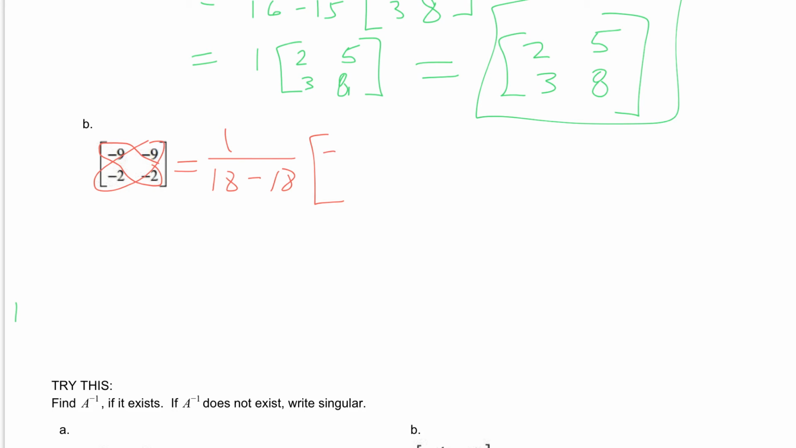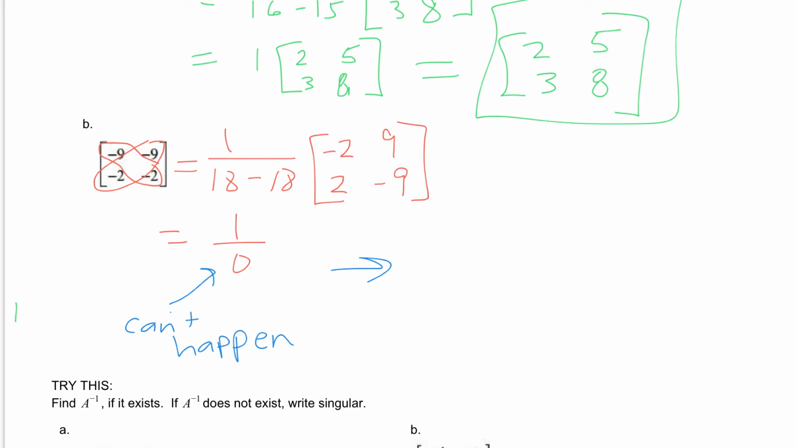We're going to switch the -2 and the -9 on this diagonal. And the -9 here just changes sign to a +9, and the 2 here changes to a positive as well. Well, what happens is we get 1 over 0, which can never happen. We can't divide by 0. So we can say that this one does not have an inverse, or it's singular.